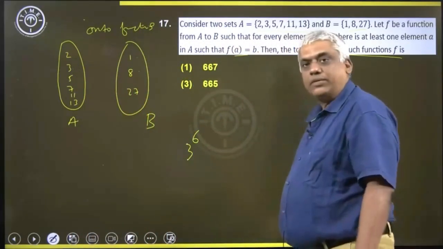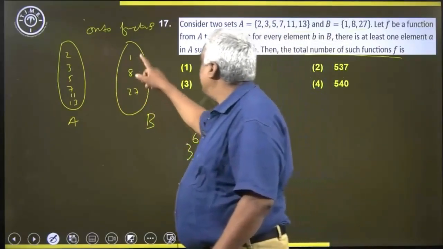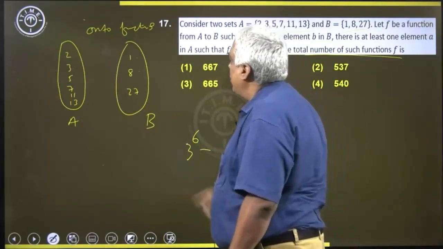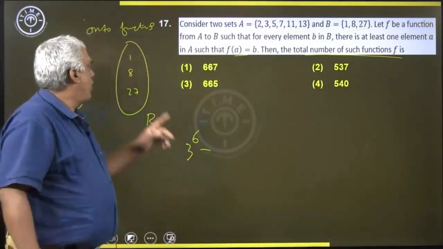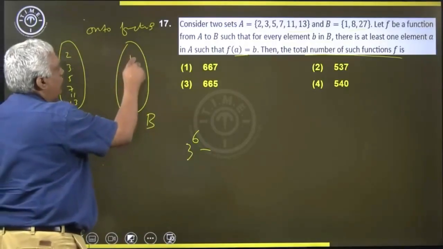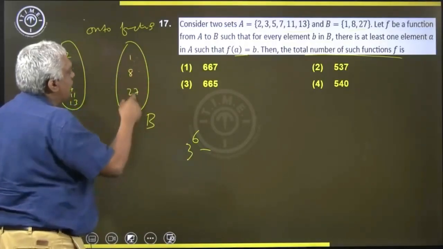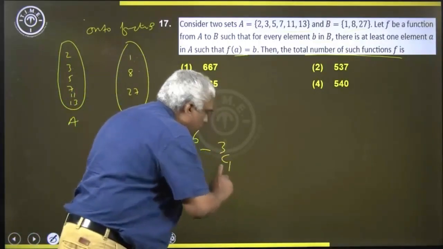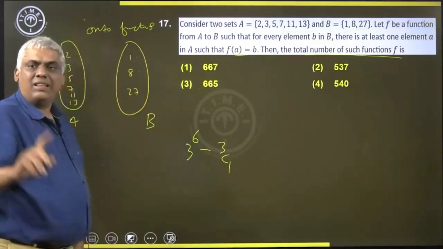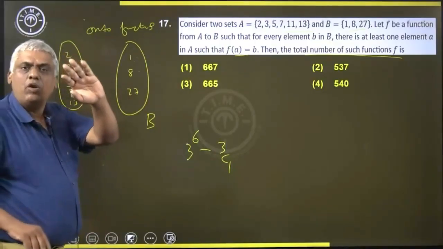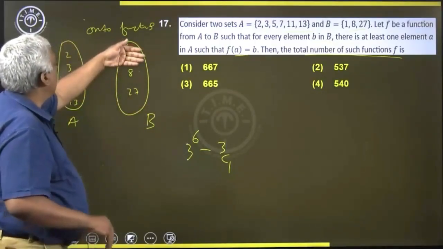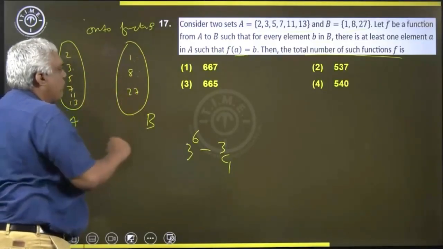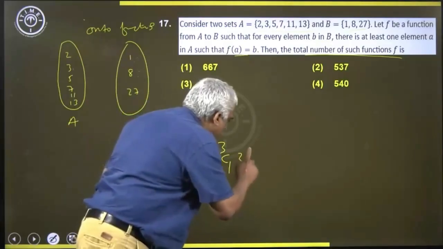Out of this, anyone can be empty also, so let us subtract it. Say 1 is empty. It can be anyone of the 3, so 3C1. Without loss of generality, let's say this one is empty. Then each element can be mapped in 2 ways, so 2 to the power 6.